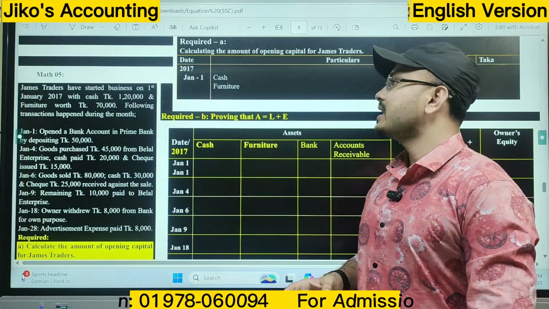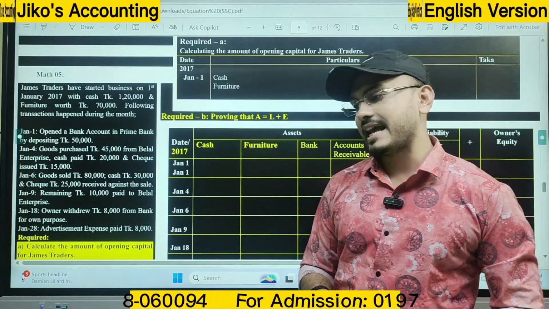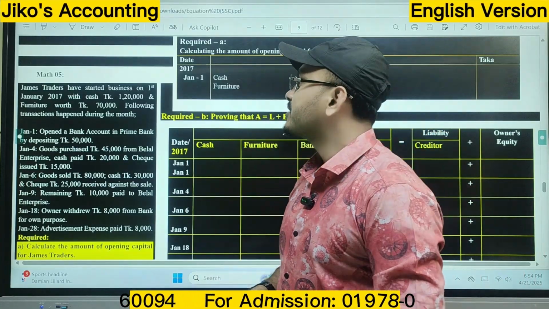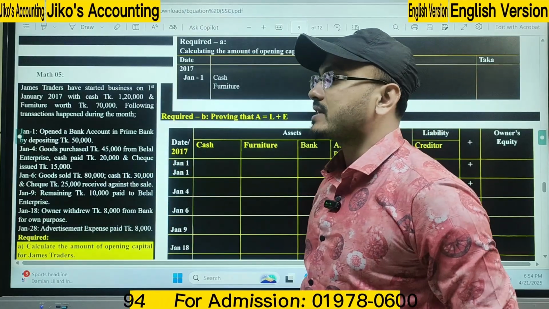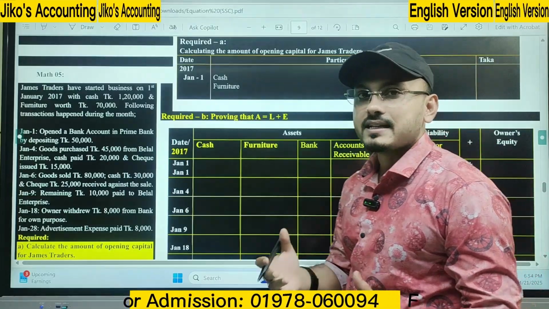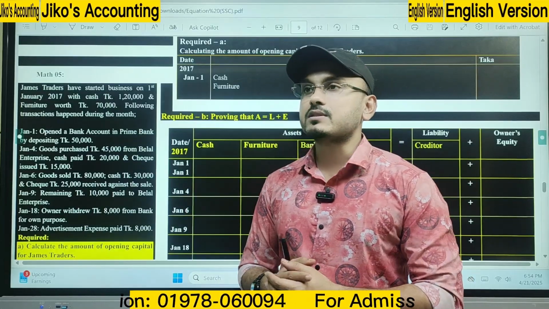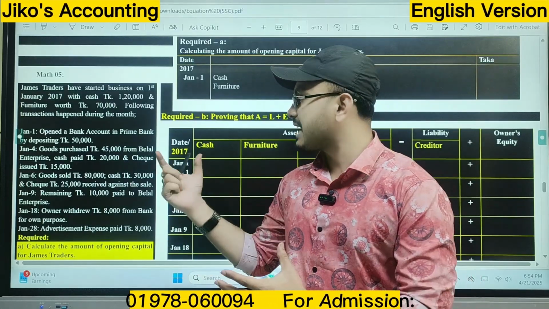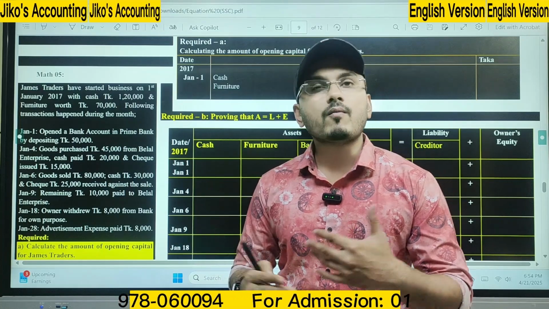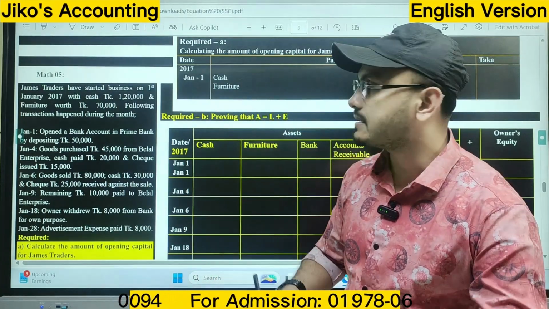Especially this math is prepared for both SSC and ACC candidates. So this is math number 5 from your textbook, especially for the SSC candidates. But for the ACC candidates, I must say that these sorts of maths are also very common in your second chapter, like same pattern and same time. So both of the groups can use this math to get some idea regarding this chapter.